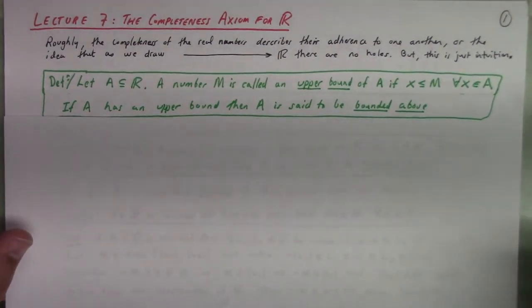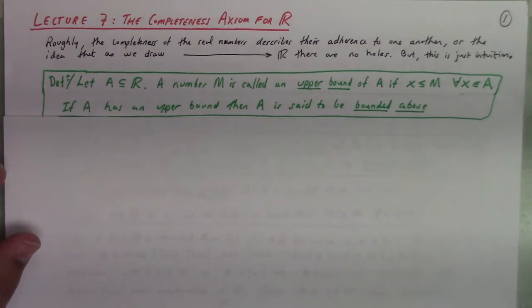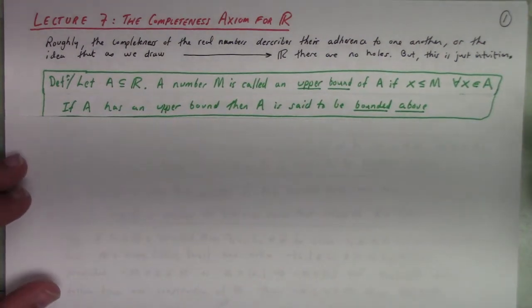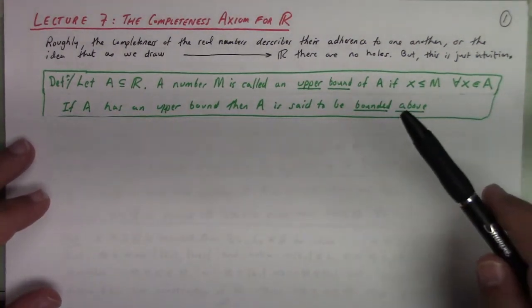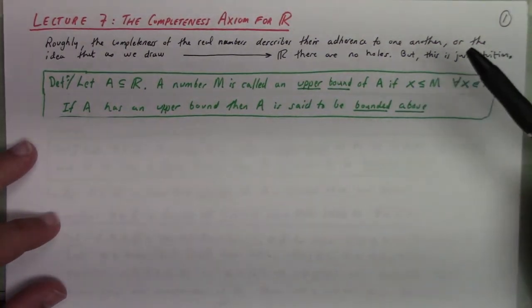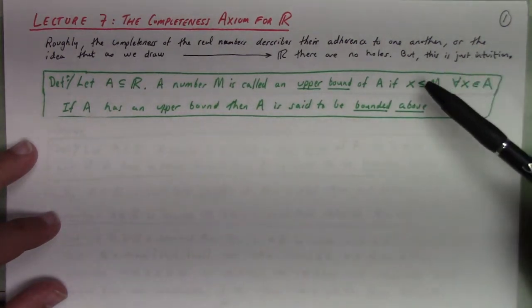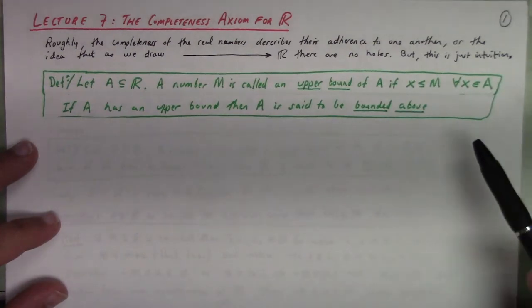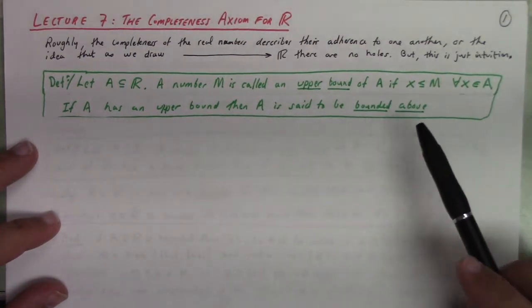A lot of that is going to be packaged in the idea of upper and lower bounds. So first of all, let's talk about upper bounds. A number m is called an upper bound of A if x is less than or equal to m for all x in A. We can also say that A is bounded above in this case.